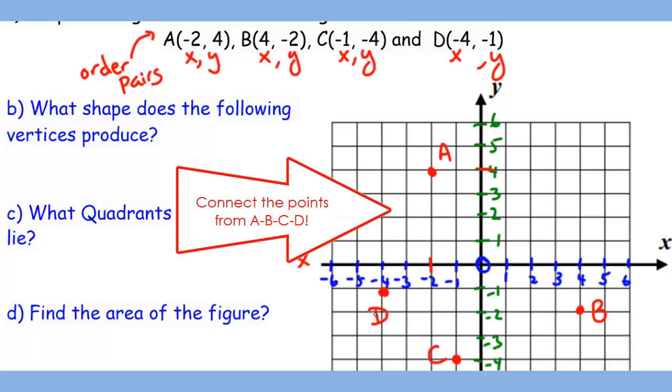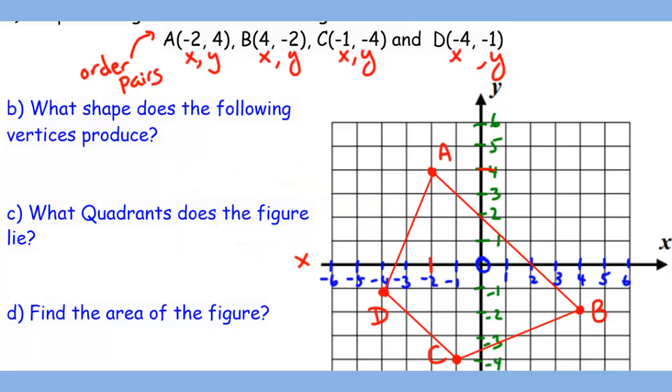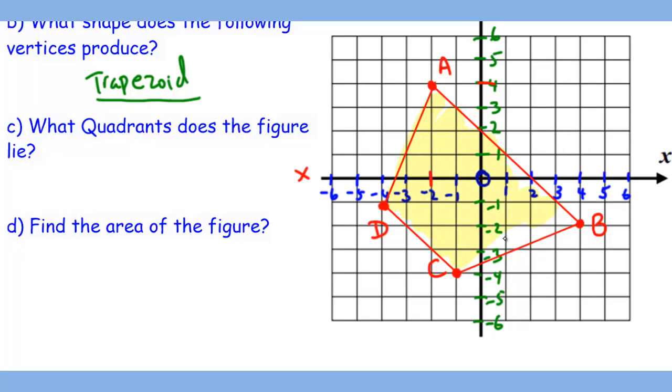Now we need to connect the points in the order that they started. So we begin with A to B, then B to C, C to D, and D back to A. Do you recognize this shape? It is a trapezoid, and the figure covers all 4 quadrants, because if you shade in this picture, it will cover all 4 quadrants: 1 is right here, 2 is right here, 3 is right here, and 4 is right here.